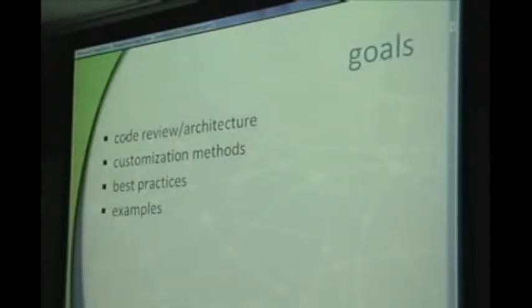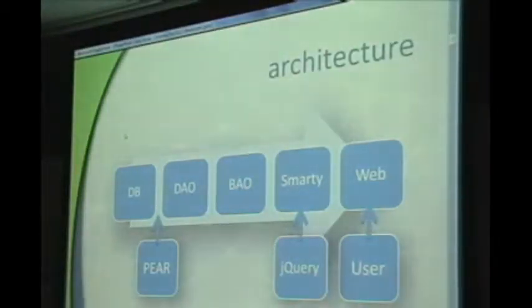So we're going to do some code review and architecture. That'll be pretty quick. Just talk about the code models that they use, and the different ways that you can customize Civi. Talk a little bit about best practices, and then I'm going to walk through a bunch of different examples that I've done in advance so that we can see what goes on here. Again, stop me if you want to.